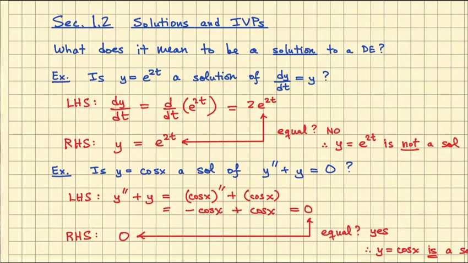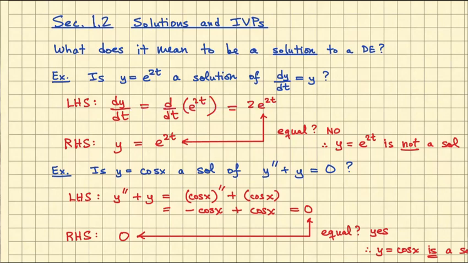So let's check this. The left-hand side of the differential equation is dy/dt, so we start with dy/dt. If y is e to the 2t, then we want to take the derivative with respect to t of e to the 2t. If we take the derivative of e to the 2t with respect to t, we get 2e to the 2t by the chain rule. So that's what the left-hand side is.